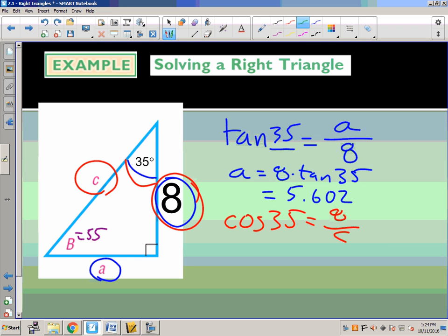The reason that works is that what we're really doing is multiplying by C on both sides. That allows us to cancel the C's down here. Now I've got C times the cosine of 35 equals 8. Now I need to get rid of the cosine. How am I going to get rid of that cosine? Divide on both sides by the cosine of 35, and we'll have C equals 8 over the cosine of 35.